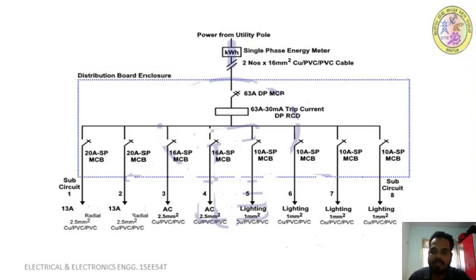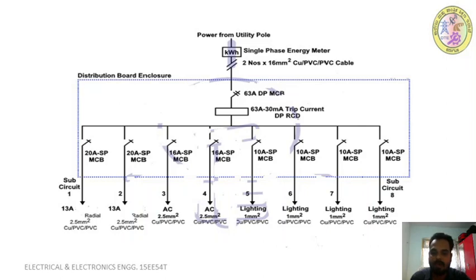This is another example which you can see here. Here we have taken a single phase supply. The power from the pole is taken and given to the single phase energy meter, and from that we have given it to the distribution board. In the distribution board the power is distributed to the individual machines. See here, we have connected 4 machines.